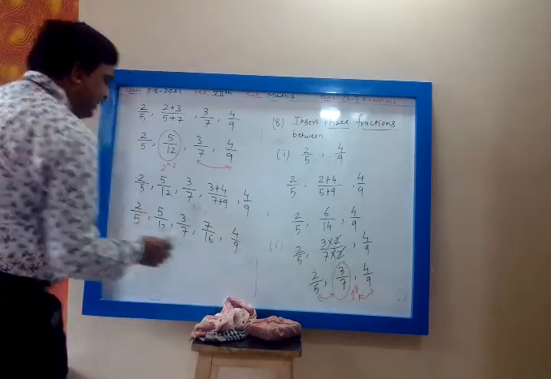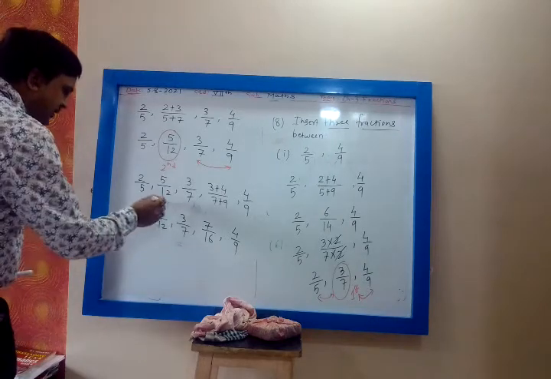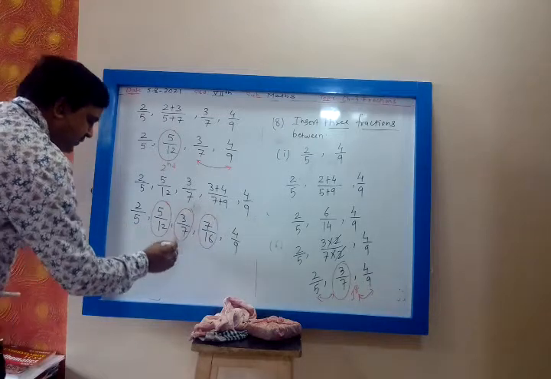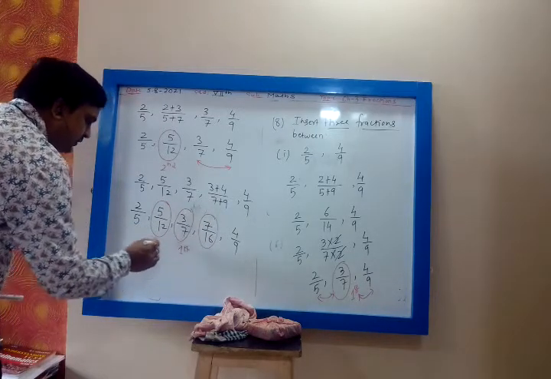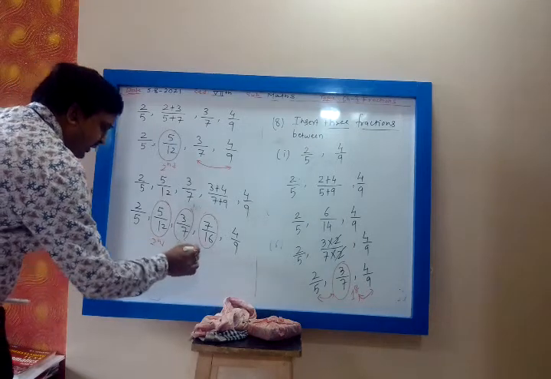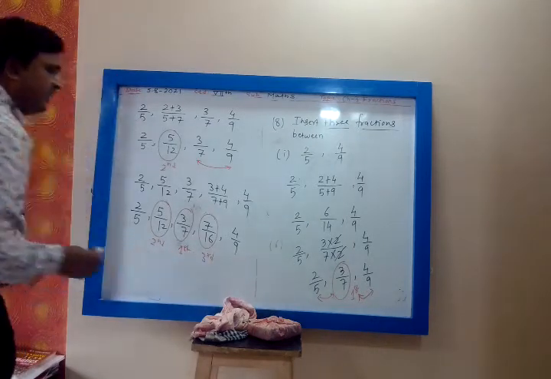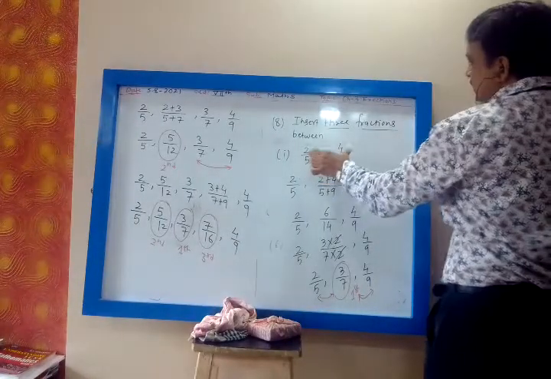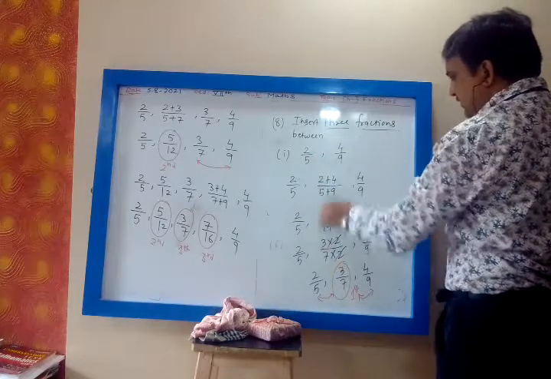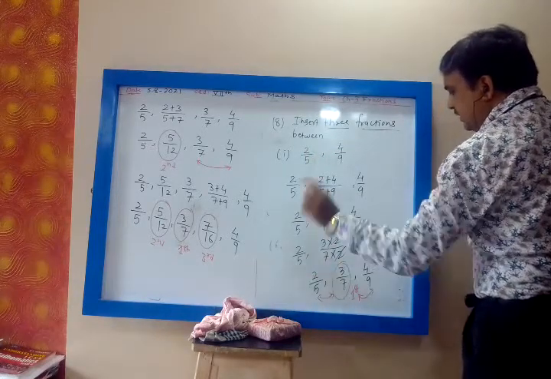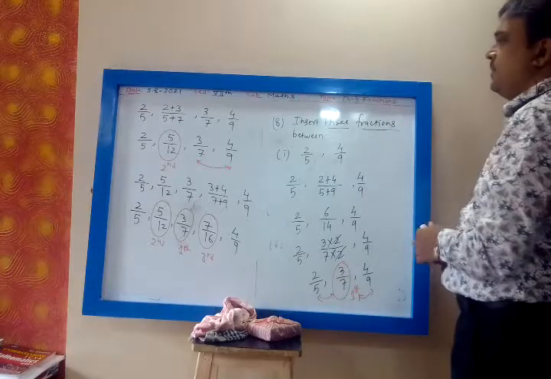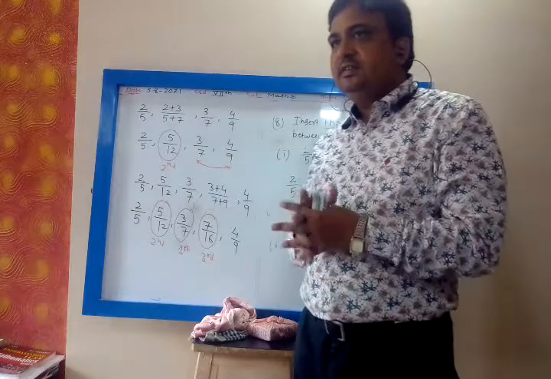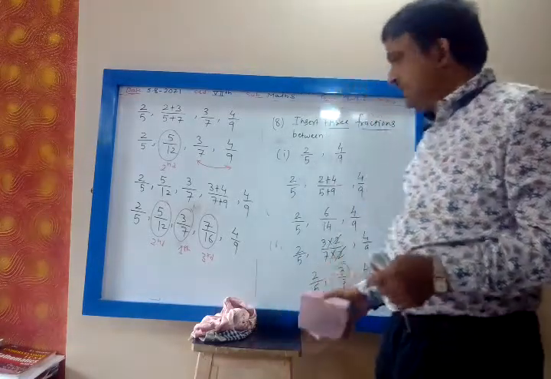Okay. So these are the three inserted fractions: 5 by 12, 3 by 7, 7 by 16. 3 by 7 is first, 5 by 12 is second, and 7 by 16 is third. So these three are inserted fractions between them. To get first fraction, first you will consider these two. To get second fraction, you will consider these two. Then to get third fraction, you will consider these two. Yes, understood? Yes, this concept. Okay.